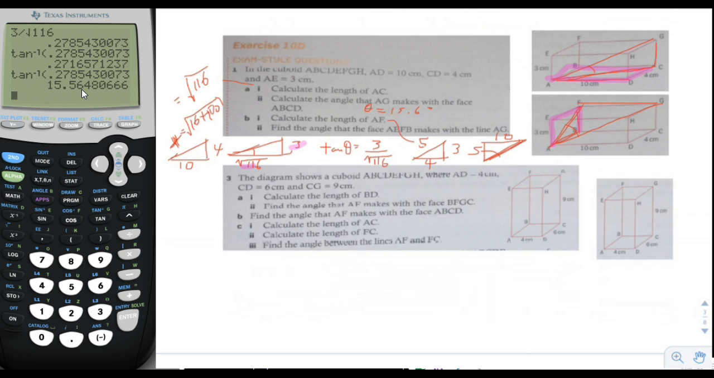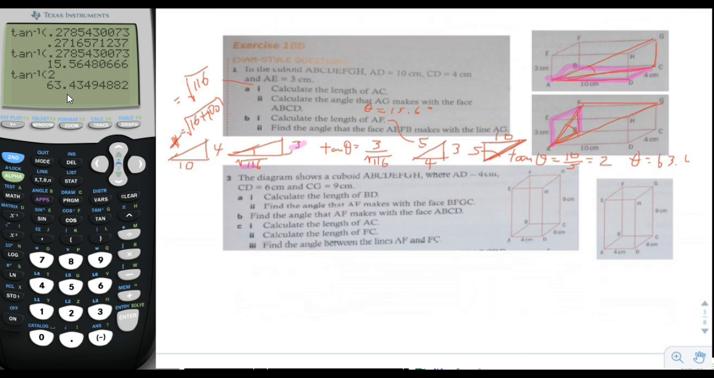Okay, so now we're finding this angle. So this angle we can find with the tangent. The tangent of theta is equal to the opposite, which is 10, divided by the adjacent, which is 5. So tangent of theta equals 2. And so if we take the inverse tangent of 2, it'll give us the angle size, which is 63.4 degrees.